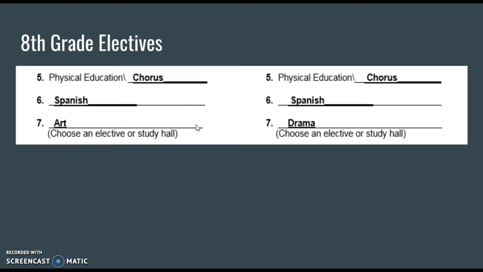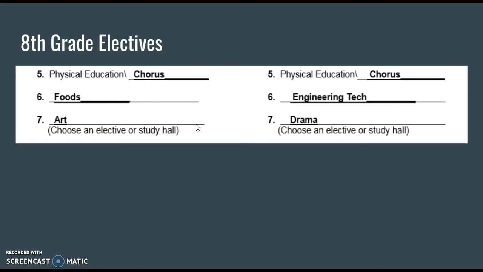Now, if a student was not taking Spanish and had both lines 6 and 7 open, they have an opportunity to possibly take 4 different electives. So in this case, we have foods and engineering technology in line 6 of the registration form for each of the semesters, and then art and drama are in line 7 of the form there. So they have the opportunity, if they would like, to take 4 different electives throughout their 8th grade year, just 2 per semester.